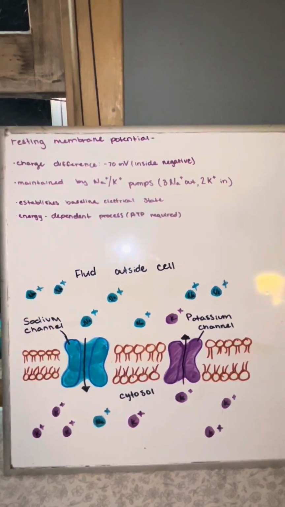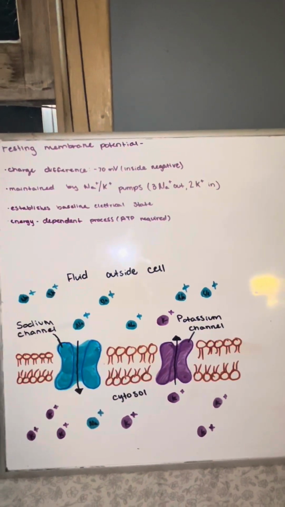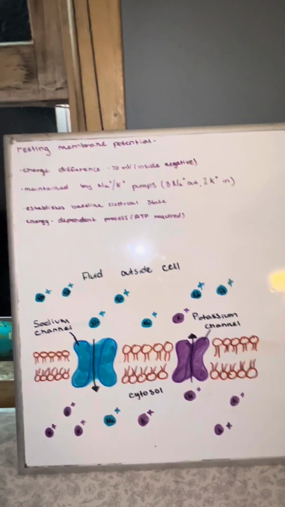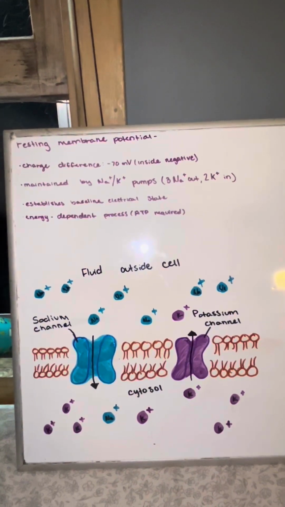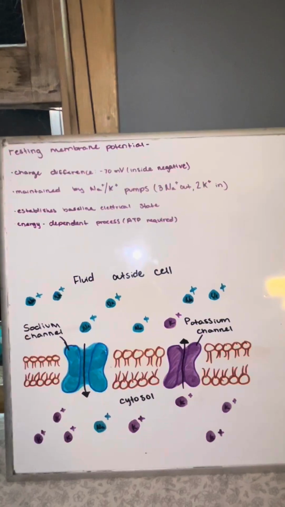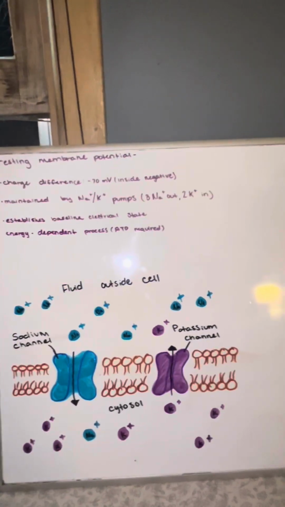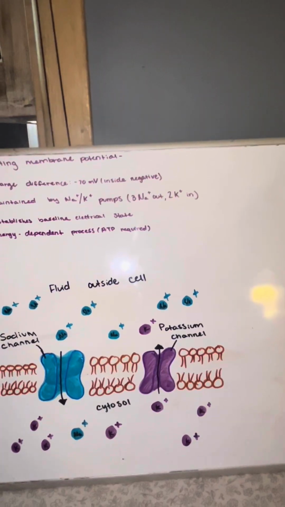Today, I'll be explaining how neurons communicate with electrical signals, also known as action potentials. These signals control everything from muscle movement to thoughts. Let's start by understanding what happens when a neuron is at rest.